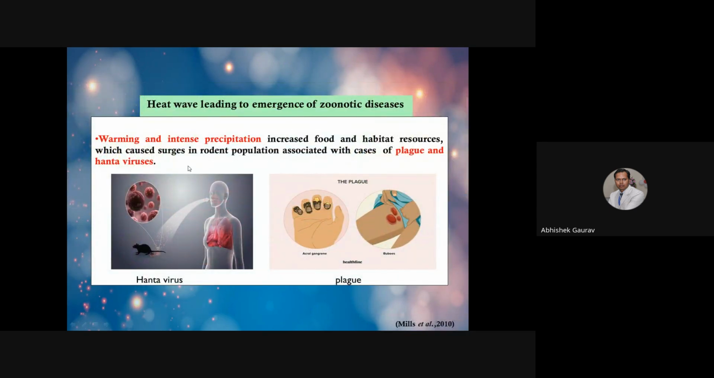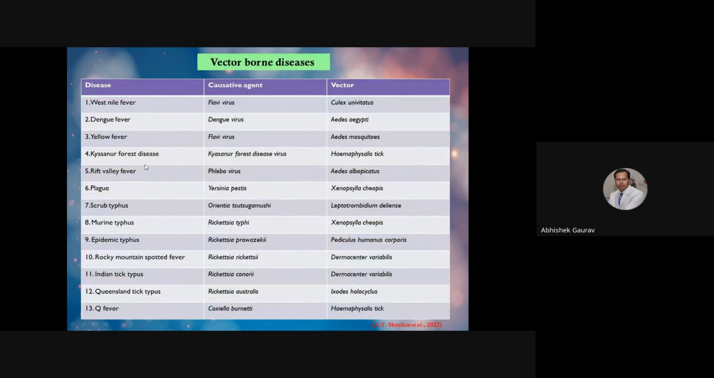Then intense warming and intense precipitation led to the emergence of plague as well as hantavirus. These are some of the vector-borne diseases which are adversely affecting human health, and their incidence is increasing because of climate change. Because the climate is directly impacting the survival of the vectors: for West Nile, the vector is Culex; dengue, yellow fever, Rift Valley are all transmitted by the Aedes mosquito.